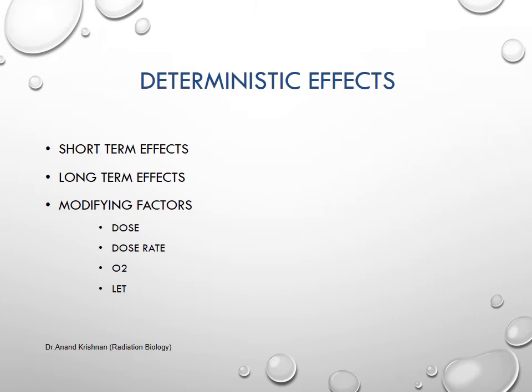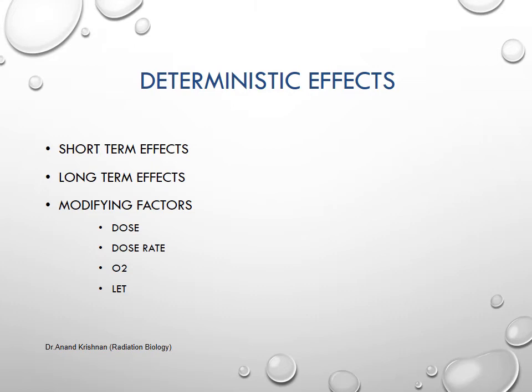As in the case of non-threshold radiation effects, the stochastic effects do not have a dosage threshold. Examples of stochastic effects are cancer, that is tumor induction, and genetic mutations that occur in cells due to the direct effect of the ionizing radiation.